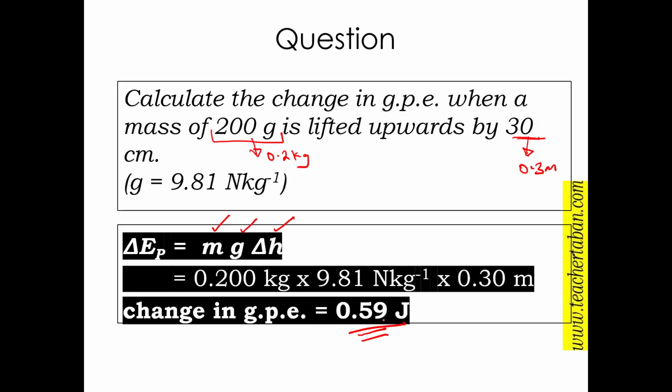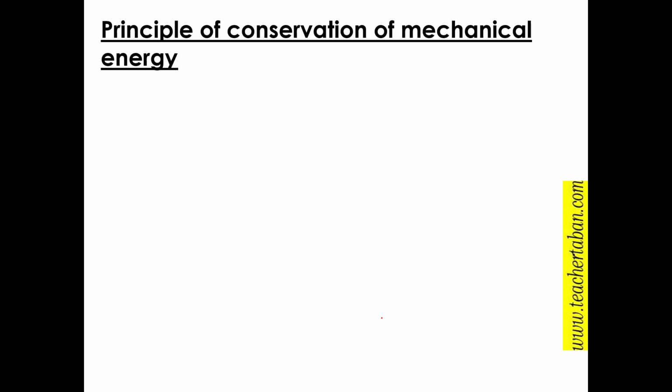So after having looked at kinetic and potential energy, there is also what's called the principle of conservation of mechanical energy. Remember previously we've just looked at the principle of conservation of energy, where we say that total energy in a closed system is always a constant, or energy is neither created nor destroyed but simply changes from one form to another.